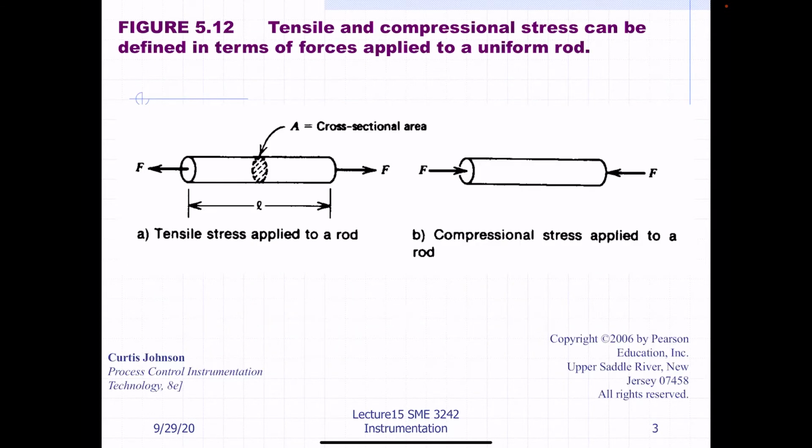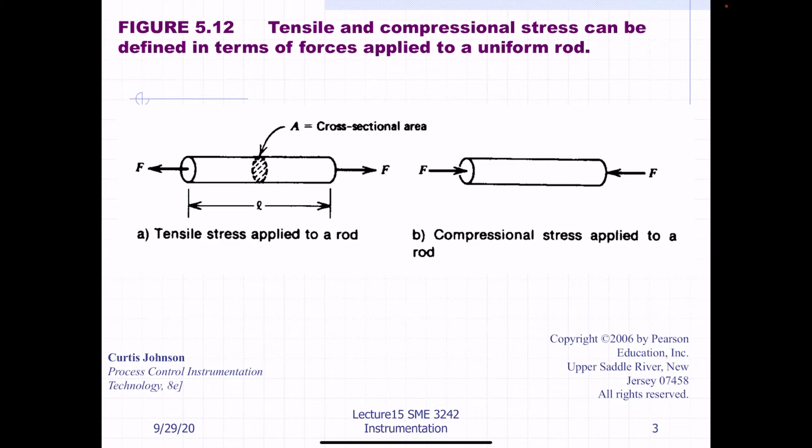For example, when a force pulls a rod, tensile stress happens in the rod. At the same time, the length of the rod becomes longer and the cross-sectional area becomes smaller. These are the deformations that happen in the rod due to the applied force.